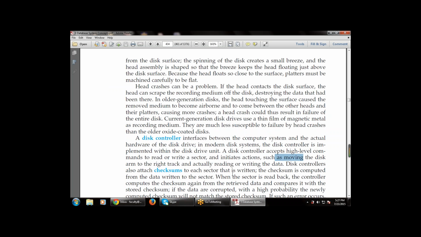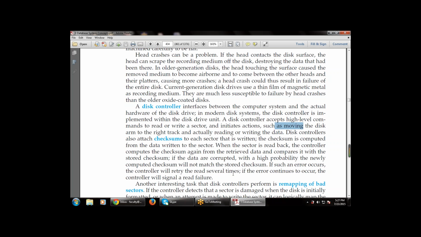The checksum means up to which point we have checked our data, that is, whether the data is correct. That is a checkpoint.